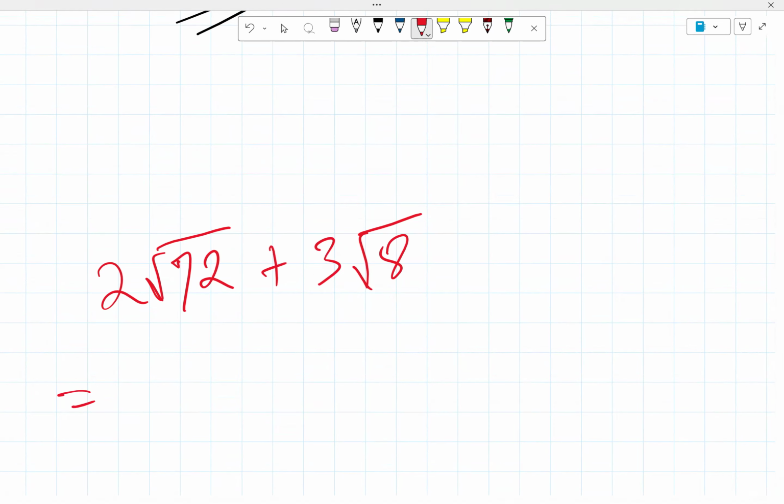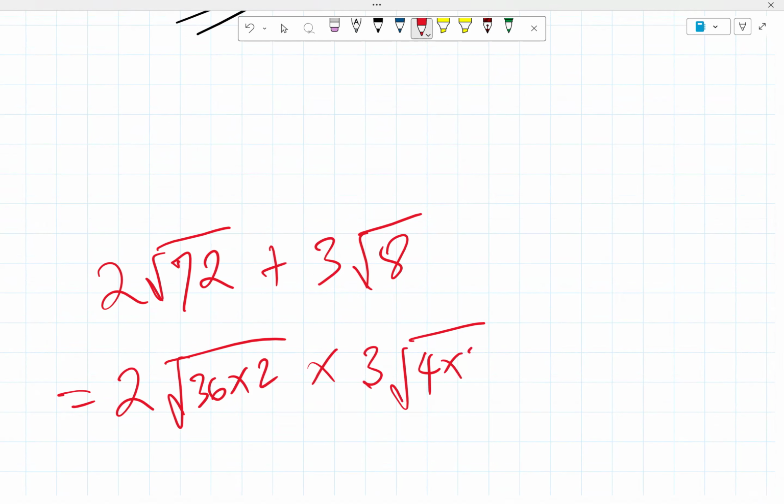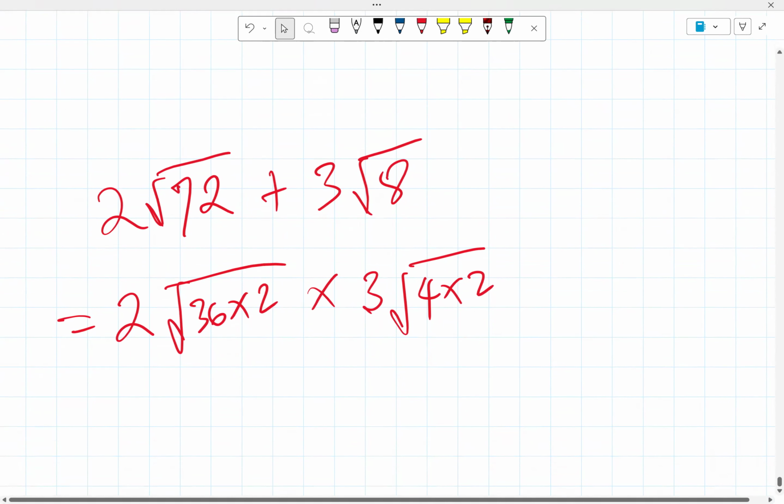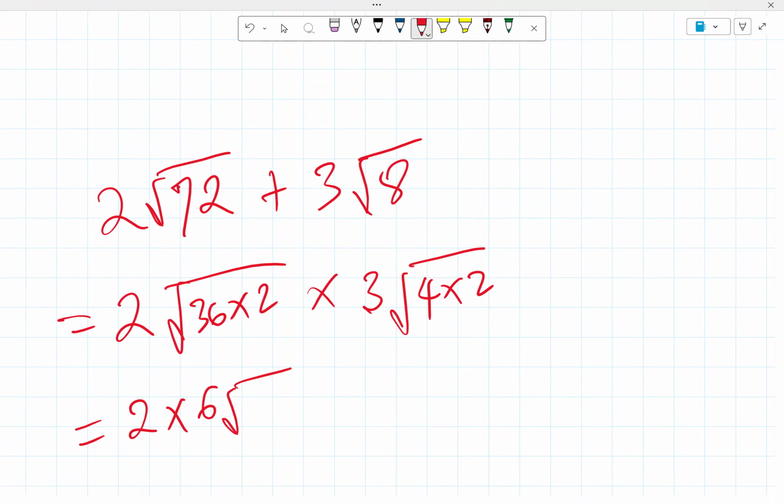Okay, we're already used to this idea. 72 can be written as 36 times 2. You go for the biggest perfect square you can factorize from that. Then root 8 is root 4 times 2. So from that, we know this is 2, root 36 is 6, so the 6 will come out to multiply the 2 that was already there. Then you have your root 2. This is plus, actually.